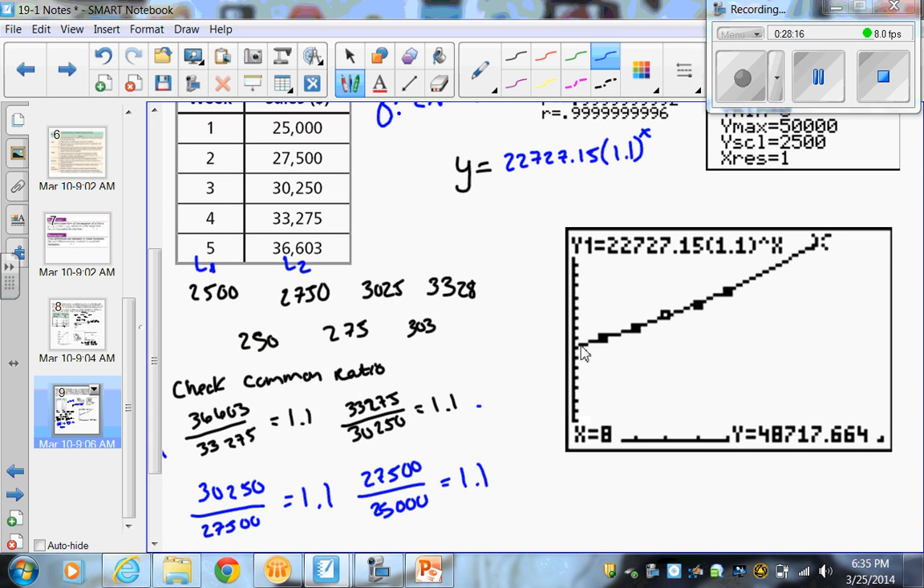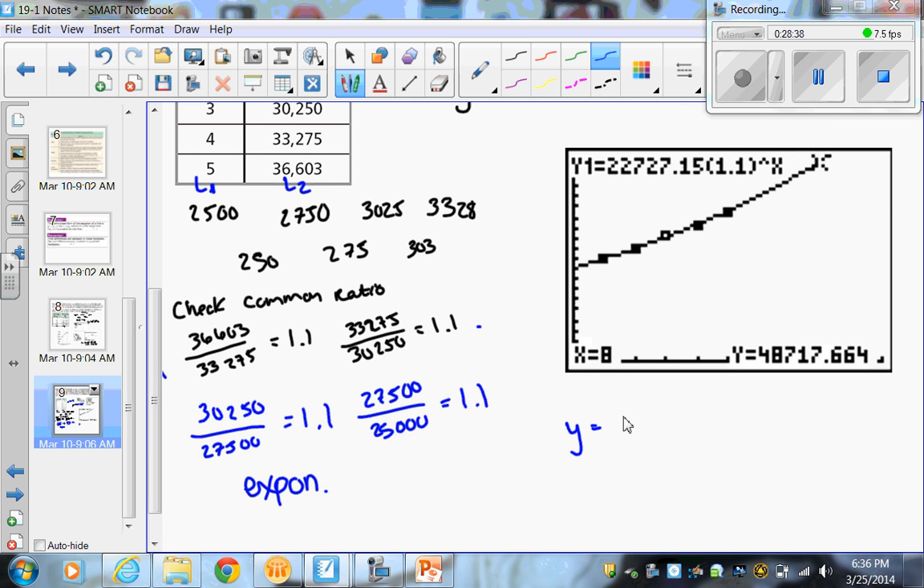So if you hit your trace and you just trace along this, you should get that at x equals 8, you have about 48,717.664. So this would tell you that he would break even after 8 weeks. The other way to do this is to use your equation.